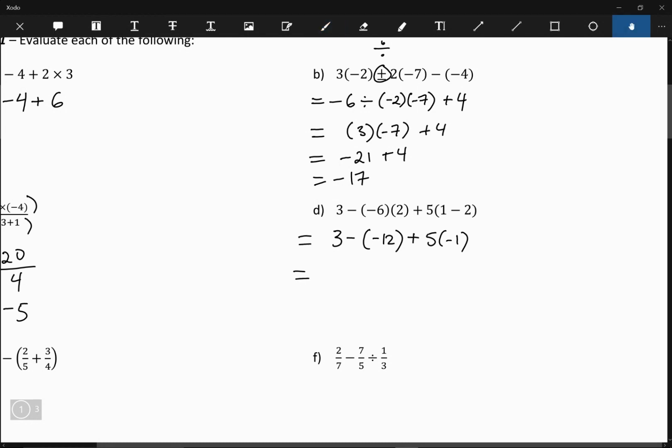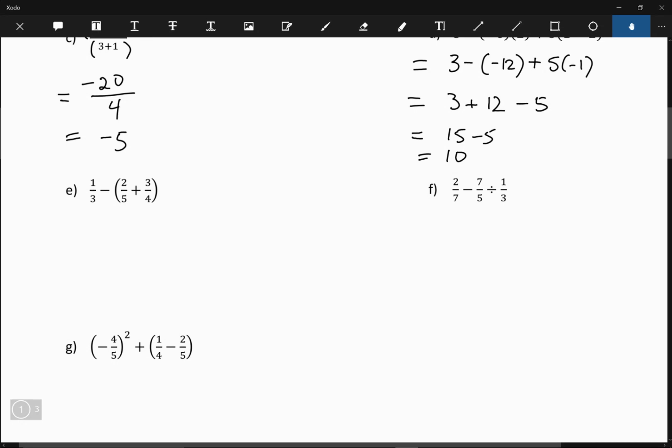So minus minus 12 becomes plus 12. Two of the same sign makes it a positive. And then 5 times negative 1 is negative 5. So plus negative 5 would be minus 5. And then 3 plus 12, in the order that they appear, plus and minus. So 3 plus 12 is 15, minus 5, and then the final answer is 10.